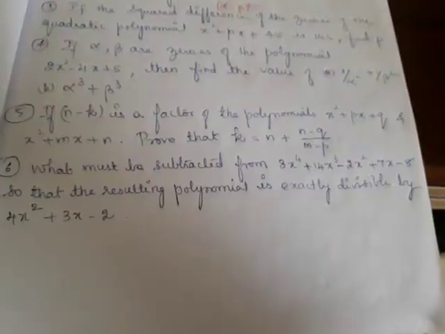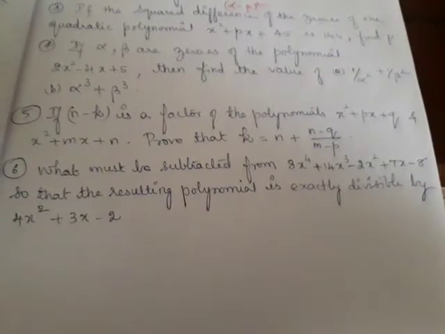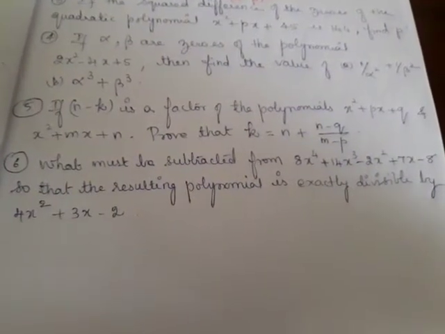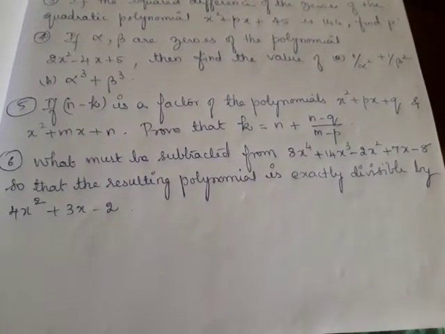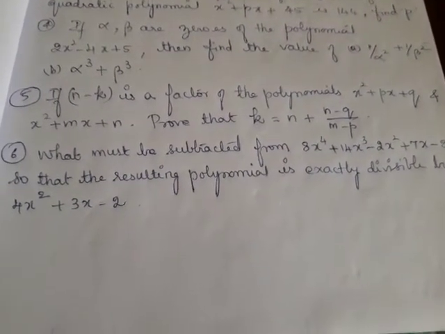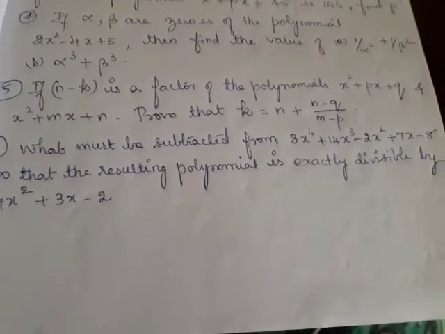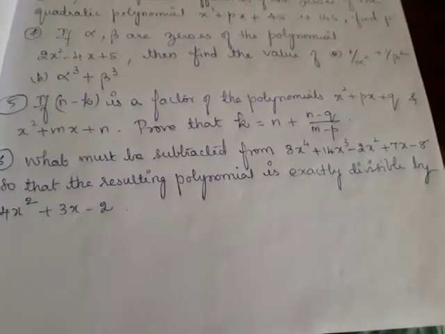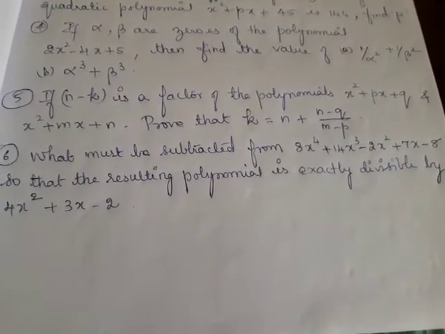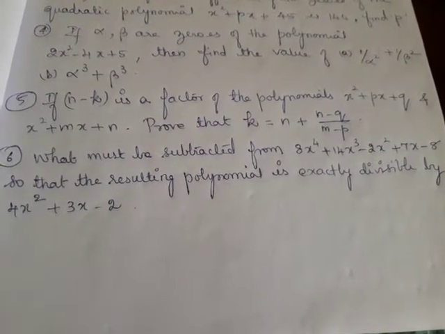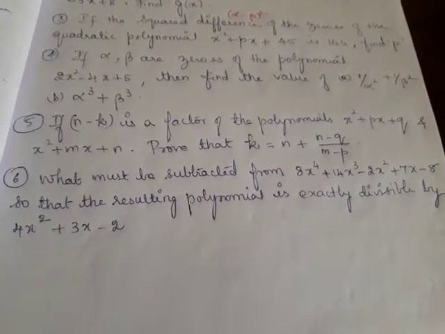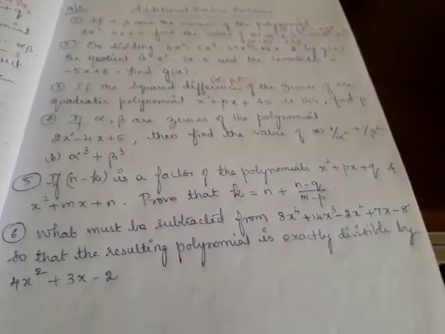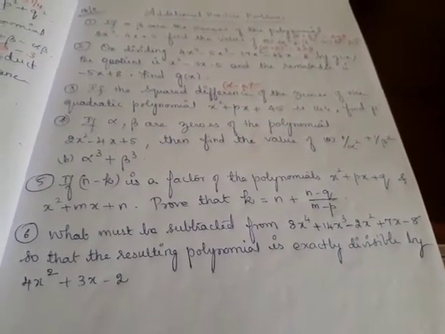Okay. See the next question: what must be subtracted from this so that the resulting polynomial is exactly divisible by that? So what should be subtracted? The remainder should be subtracted. Then only the question will become exactly divisible. So go with the long division method, find what your remainder is, and that polynomial should be subtracted from the dividend so that the resulting polynomial becomes exactly divisible, right?